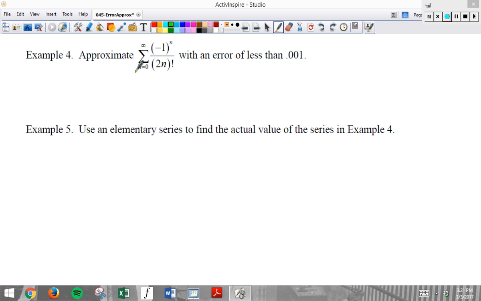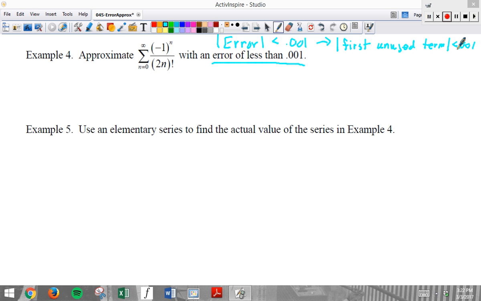Right. So now I want to approximate this, it's a different series, with an error of less than 0.001. So error less than 0.001. So this is an alternating series, and if I want the error for an alternating series to be less than 0.001, what's the error for an alternating series? I want the absolute value of the first unused term to be less than 0.001. That's what I'm talking about. I just want that, the first term I don't use, to be less than 0.001.